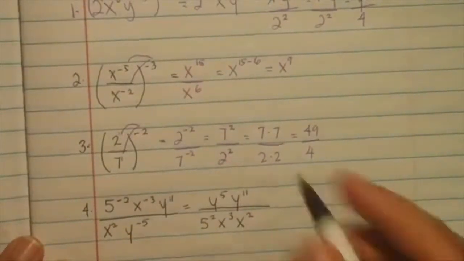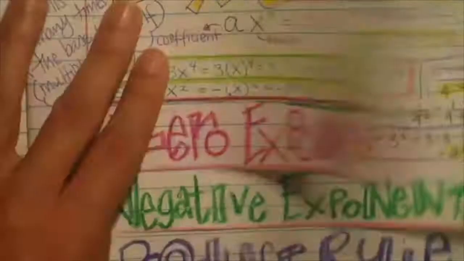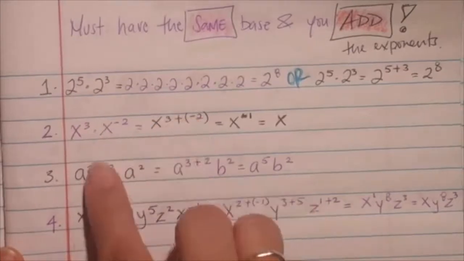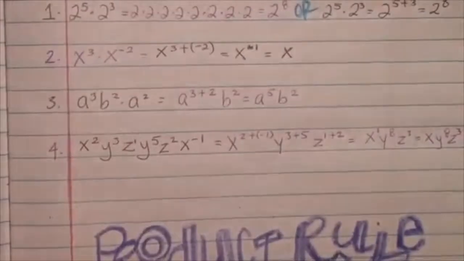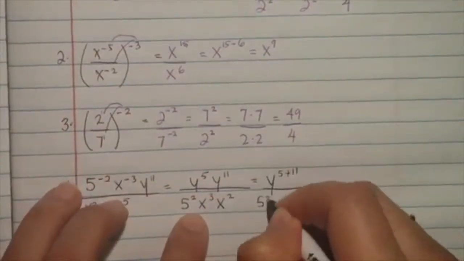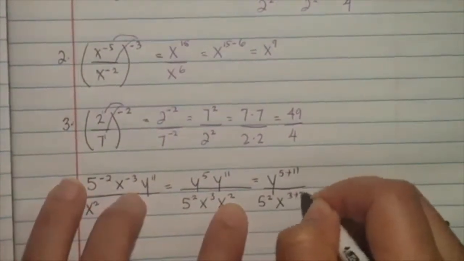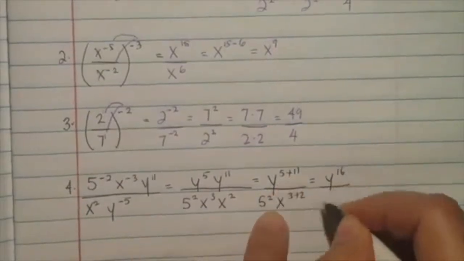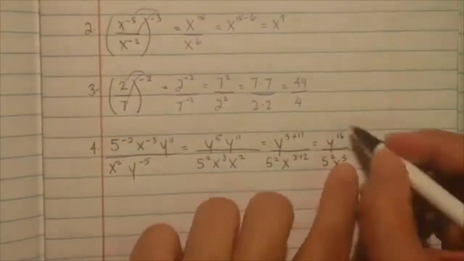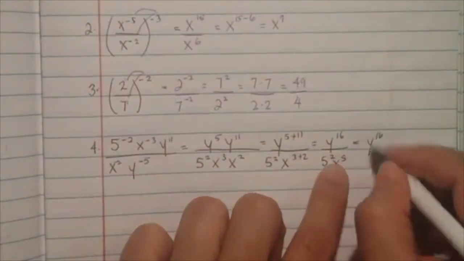Now what? Well, let's do the product rule. The product rule says they have the same base and you add the exponents. Same base and you add the exponents. So 5 plus 11 over 5 squared, then 3 plus 2. So y to the 16. 5 squared is 25, or 5 times 5 is 25. And then x to the 5th power.